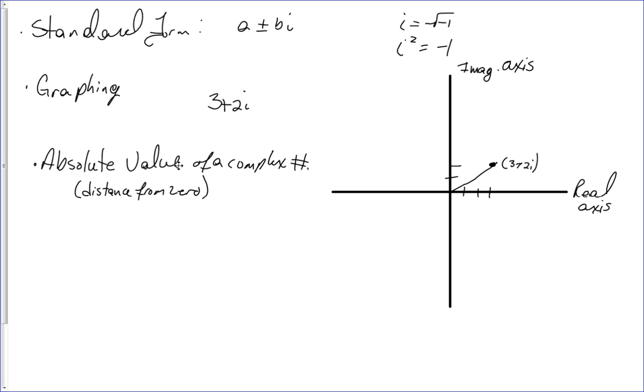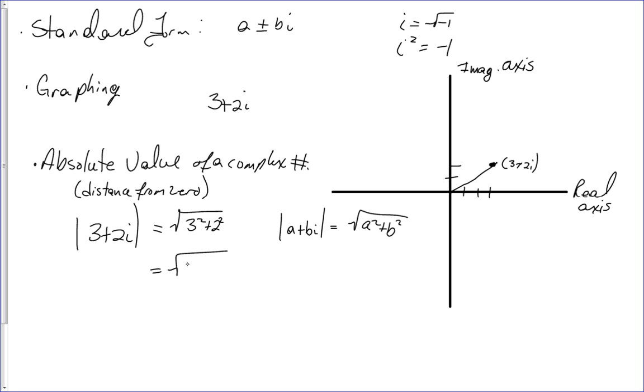To find the absolute value of a complex number, let's use the point we just plotted, 3 plus 2i. What does that equal? Well, your formula is the absolute value of a plus bi is simply the square root of a squared plus b squared. So this is going to be the square root of 3 squared plus 2 squared. So that's going to be the square root of 9 plus 16, which is the square root of 25, which is therefore 5. Okay.